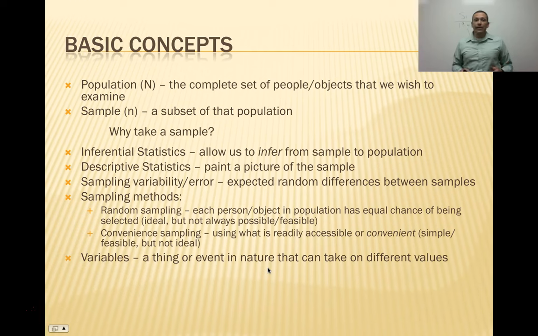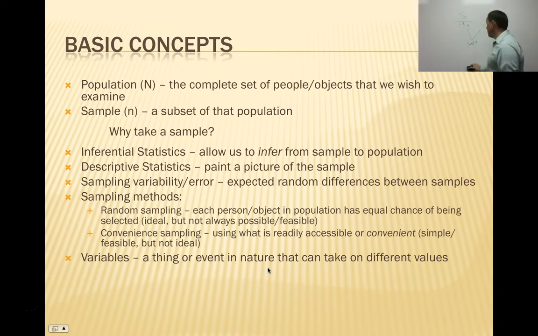It's a thing or event in nature that can take on different values. So again, think about our ACT scores. They can range, I think, from 2 to 35. I don't even remember now, it's been so long. But it's this thing that can range in scores from the low end to the high end. We talk about that in terms of variables.